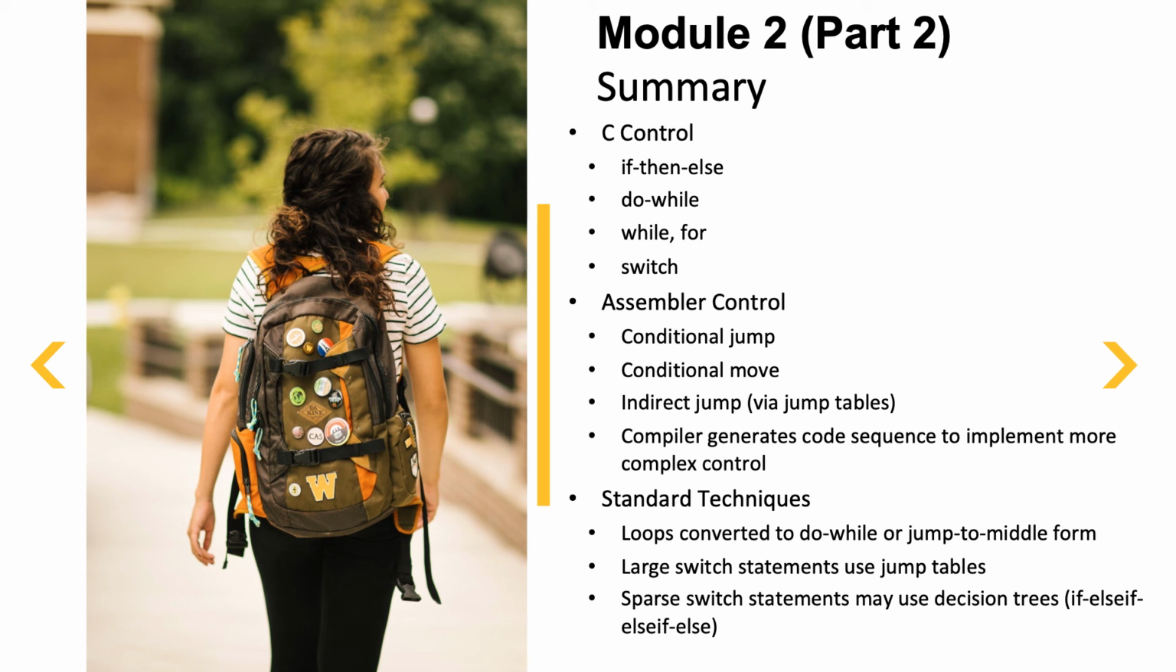So keep in mind, we can convert loops to do while or jump to middle forms. Large switch statements are going to end up using jump tables. We want to be very familiar with how those act. Keep in mind that sparse switch statements might use decision trees. So if, else, right? Depending on how big and complex your switch statement is, you might do something as simple as a bunch of conditions, or when it gets bigger and starts getting more complex, we start moving into where we use jump tables like we saw in that example.